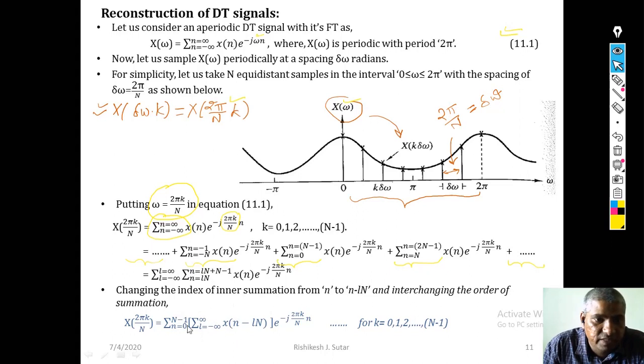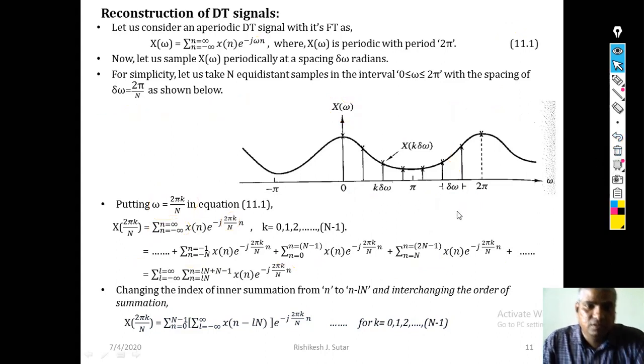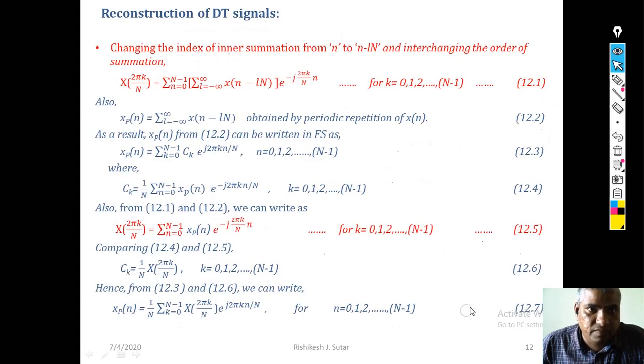So at the end, what I am getting is X of 2 pi k by capital N is equal to summation n runs from 0 to N minus 1, inner summation L runs from minus infinity to plus infinity, x of n minus LN, bracket complete, and this e raised to minus j 2 pi k n by N, and k runs from 0 to N minus 1. Okay, let me clear all the annotations. So once I got this, we'll go further.